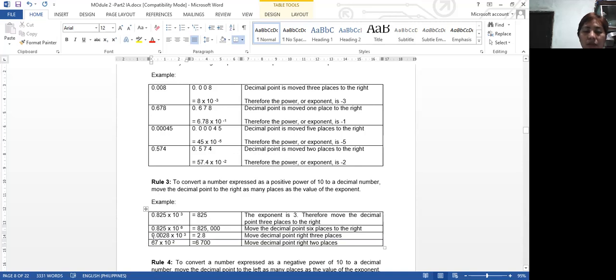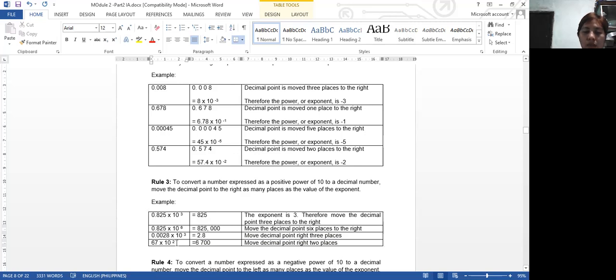Now, how about here? It's 0.0028 times 10 cubed. The same thing will be done, 3 places. So 1, 2, 3. It stops here. So that's why it's 2.8.